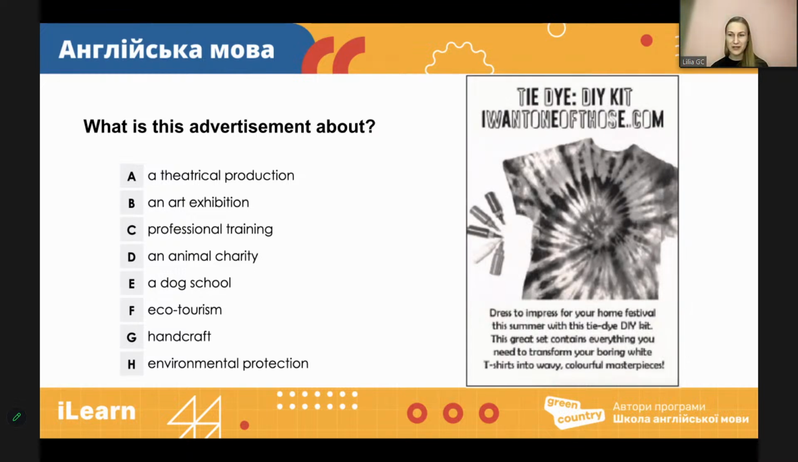Okay, good. So we have so many letters G. Maybe some other options? No? Okay, that is handcraft or sometimes handicraft. That is right. And how do we get it? Tie-dye DIY kit, like DIY, do it yourself. Something similar to handmade. Great set of something. So it's definitely not about some festival. Yeah, it's about doing something and set of some things to transform your t-shirt into something colorful.